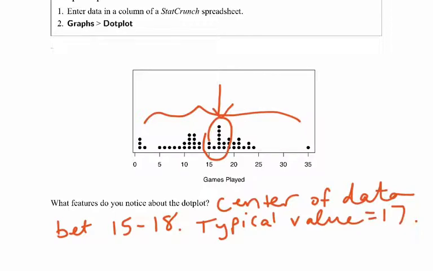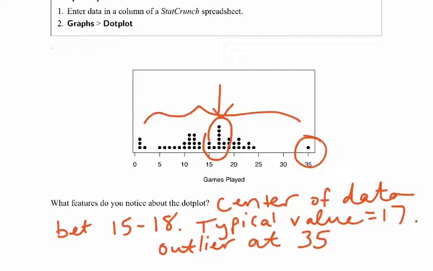One other thing you might observe is that we have a dot way out here that's separated from the rest, and so we could call that an outlier. We haven't necessarily used that term yet, but you've probably heard it before. It's a term that means you've got a value that's far away from the rest of them. So we have an outlier at 35 games played.